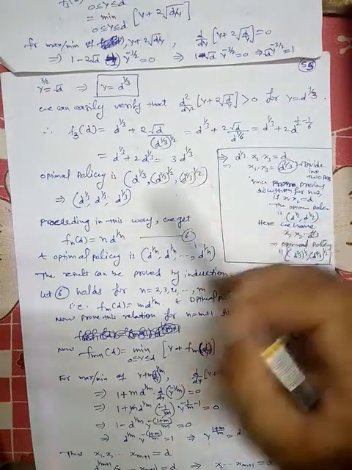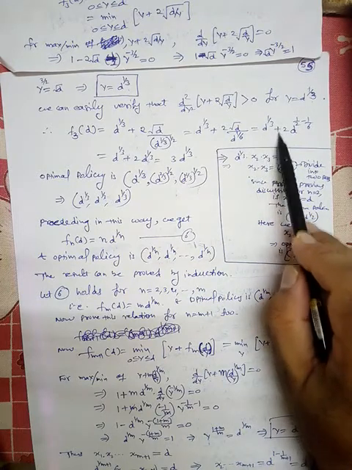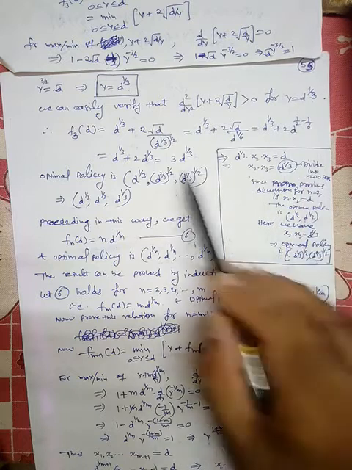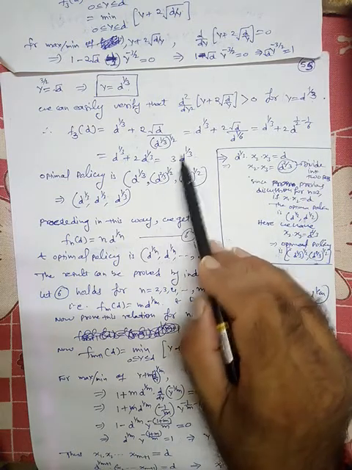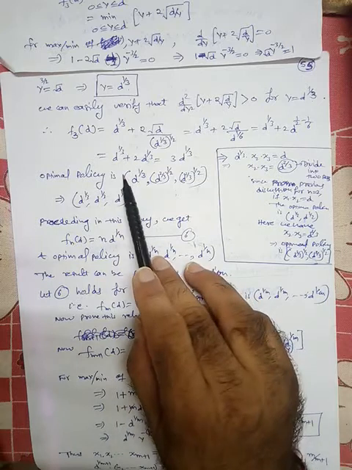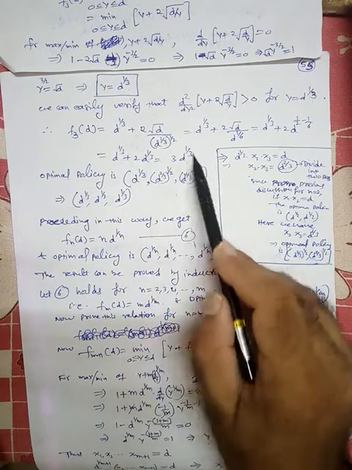So that's why half. After simplification we get d raised to the power 1 by 3 plus twice d raised to the power 1 by 2 minus 1 by 6. So ultimately we get 3 d raised to the power 1 by 3. So the optimum policy is d raised to the power 1 by 3, d.